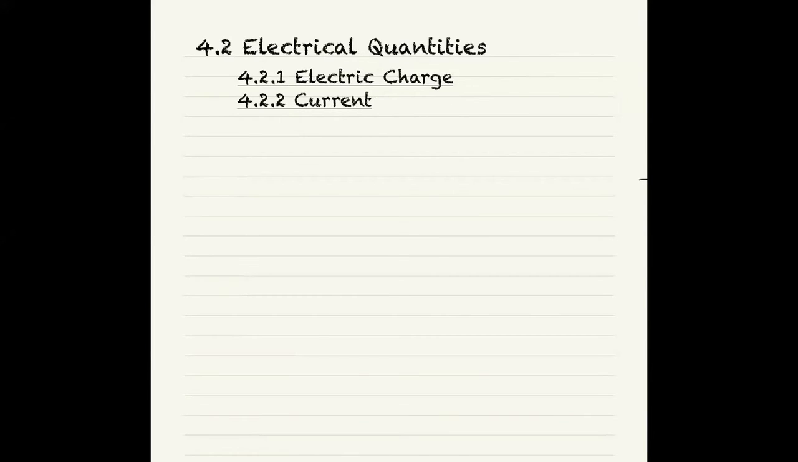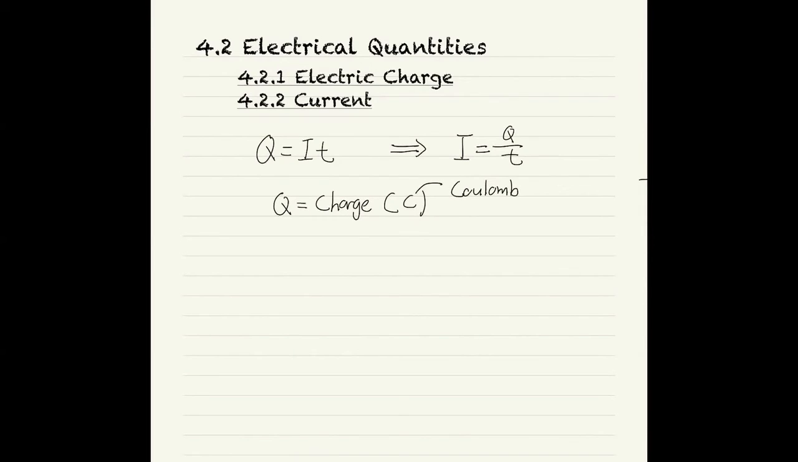Formula for the electric charge is Q equal to It. This formula can also be rearranged to become I equal to Q over t. Q is charge. Unit is C, coulomb. t is time. Unit is second. I is current. Unit is A, ampere.